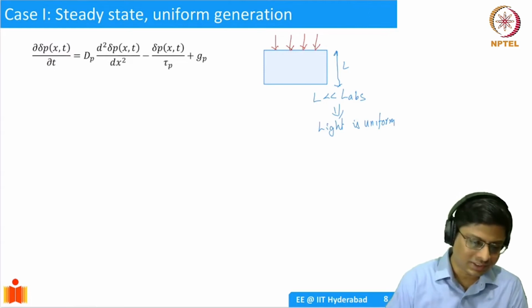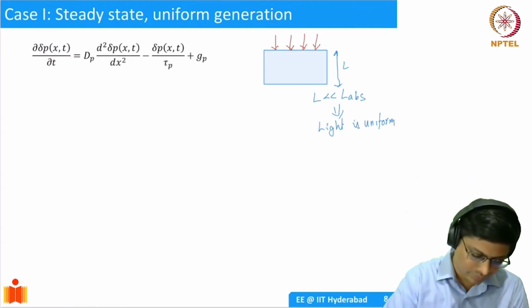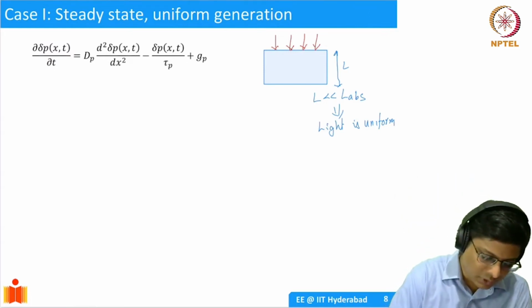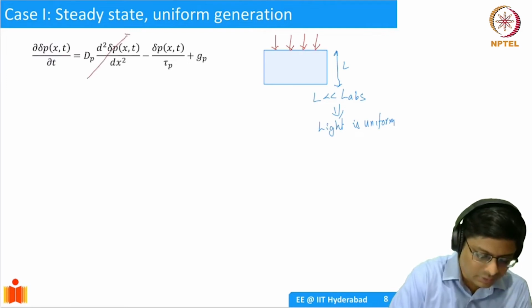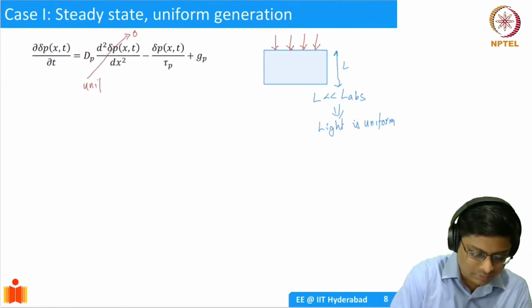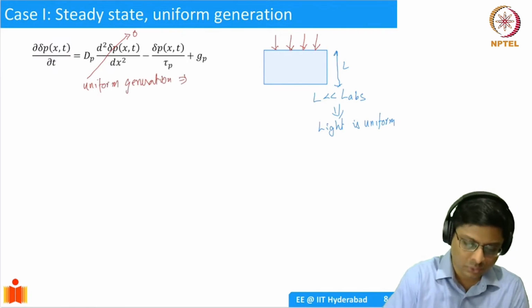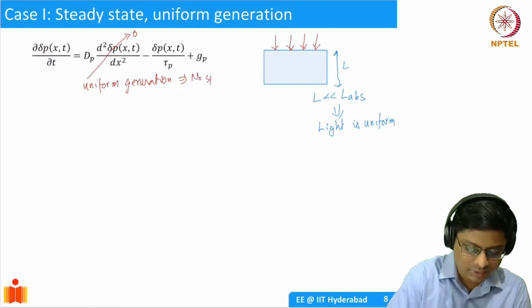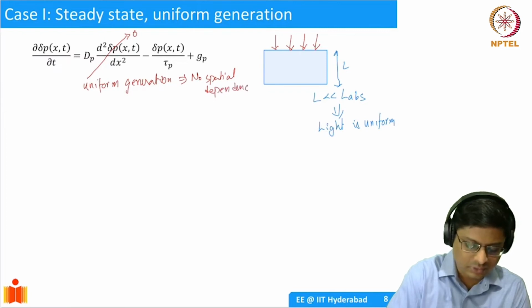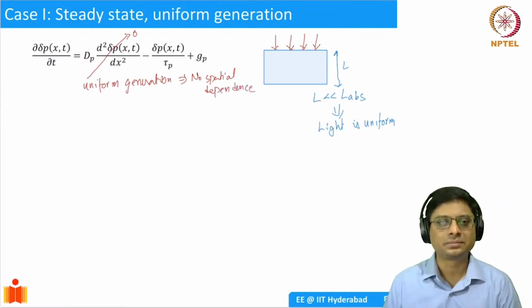So essentially this implies uniform generation. And uniform generation implies no spatial dependence, just a different way of saying the same thing. So the diffusion term is going to go to 0.